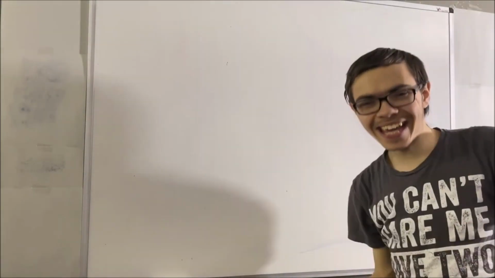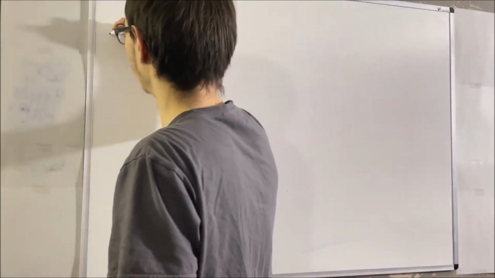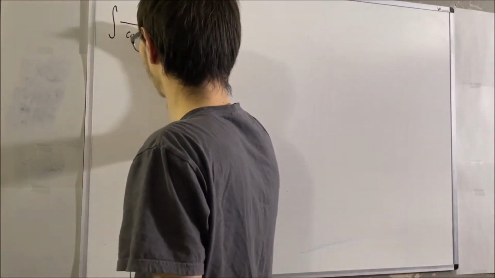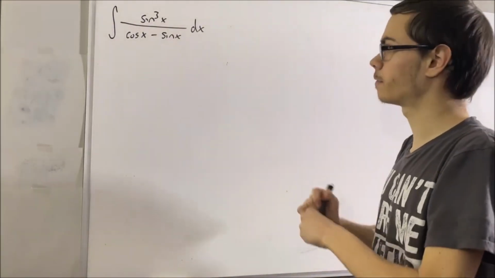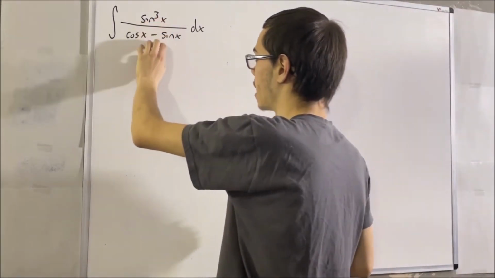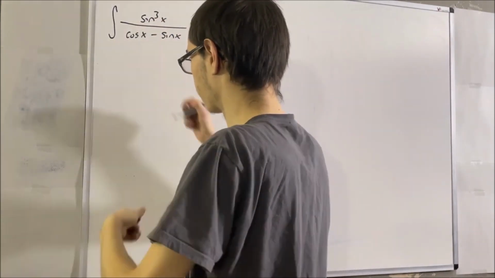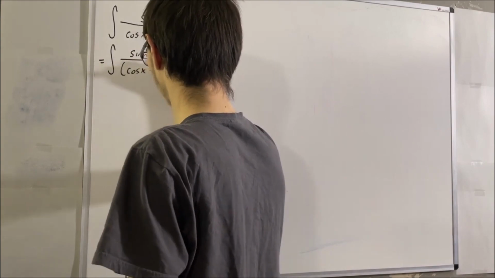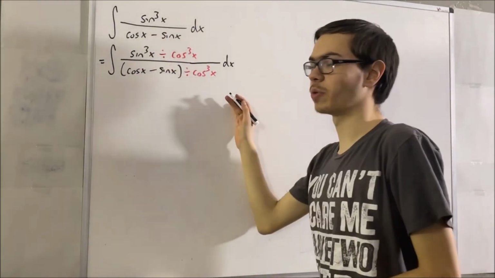Hello! In this video, we're going to evaluate the following integral. Okay, so the first thing I will do is divide both the numerator and denominator by cosine cubed of x. So this is what we are doing.